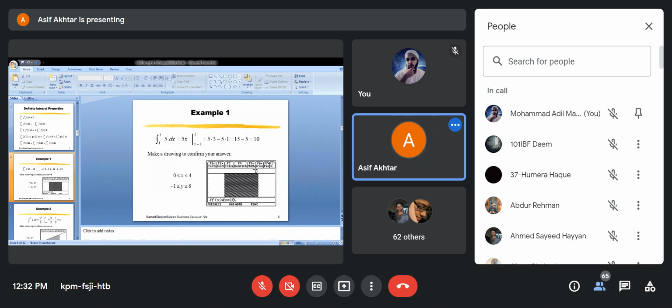ये example जो आपके सामने से देखिए, the function is the constant 5 and we are taking the integration. Now, integration from which limit to which limit? From 1 to 3. Now this is a constant 5, so the integration will become 5x, and then you put the upper limit and the lower limit.